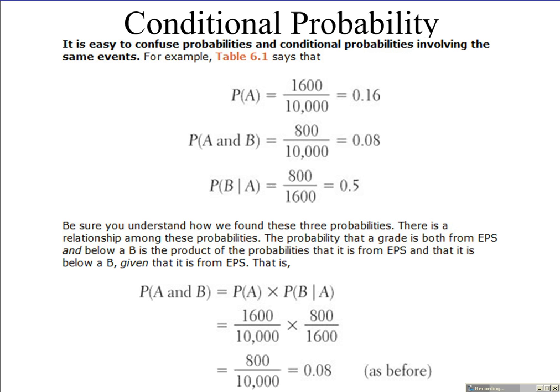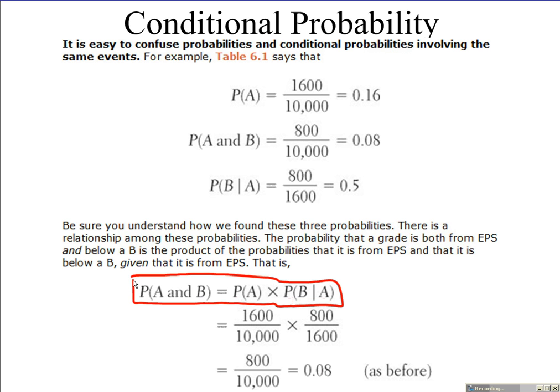The probability that a grade is both from an EPS and below a B is the product of the probabilities that it is from an EPS and that it is below a B, given that it is an EPS. So the relationship between all three of these probabilities we just found is given by this formula right here. The probability of A and B happening for any two events is the probability of A happening times the probability of B given A.